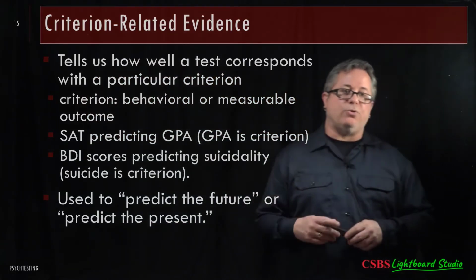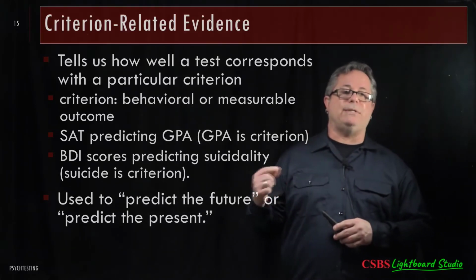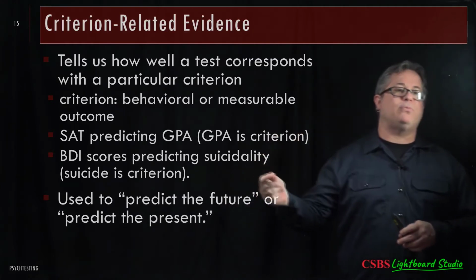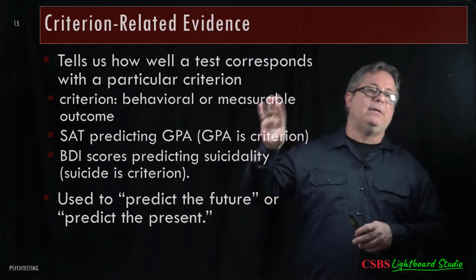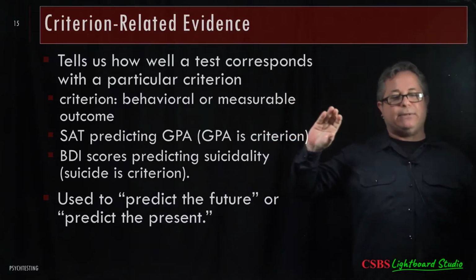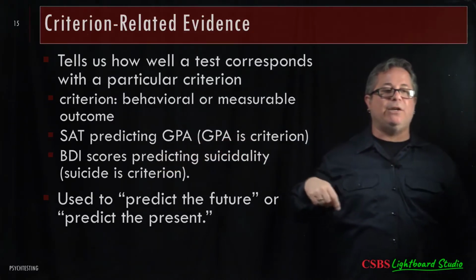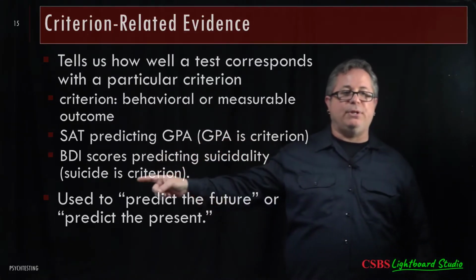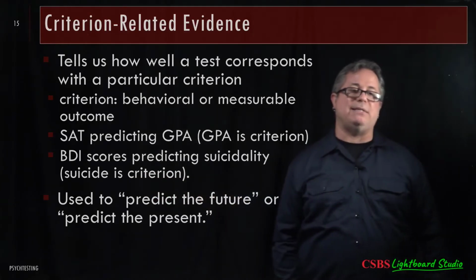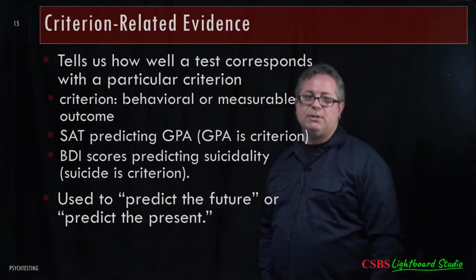So now switching over to criterion-related evidence, this tells us how well a test corresponds with a particular criterion, usually something behavioral or a more concrete, measurable indicator of the thing you're trying to measure that is not a scale. Like I said, the SAT predicting GPA, where GPA is the criterion. BDI scores predicting suicidality, where suicide ideation or suicide attempt is the criterion. So it's used to predict the future or predict the present. And we talked about that before.